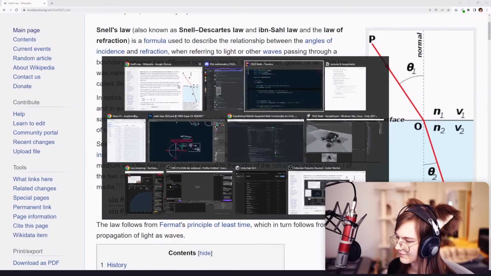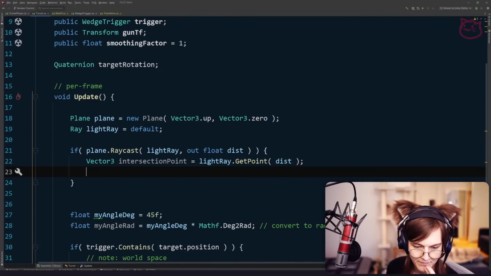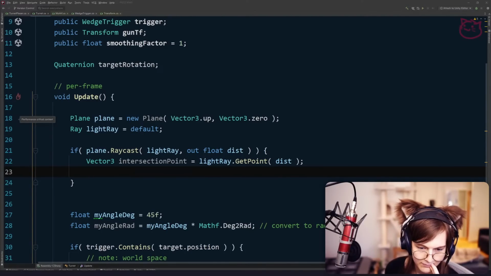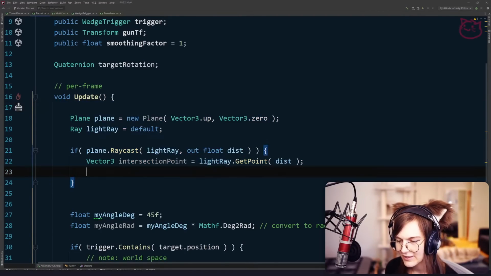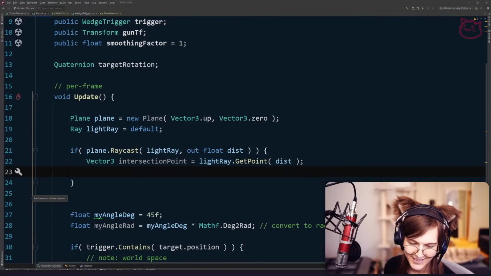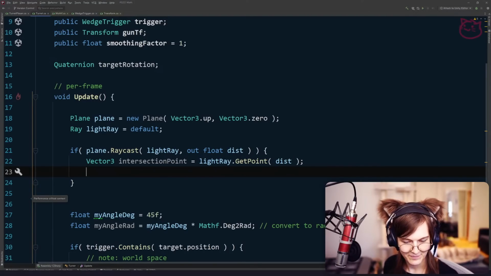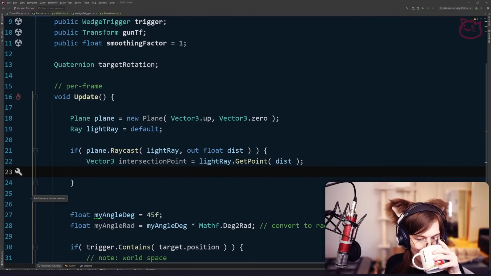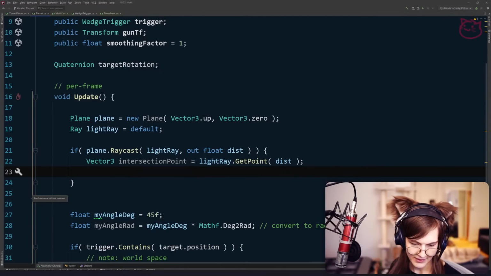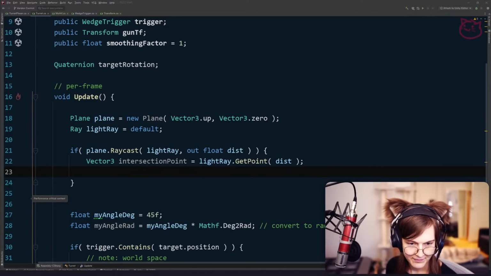Okay, yeah, I feel like my solution is a little bit more clean than the imaginary numbers, but okay. All right.